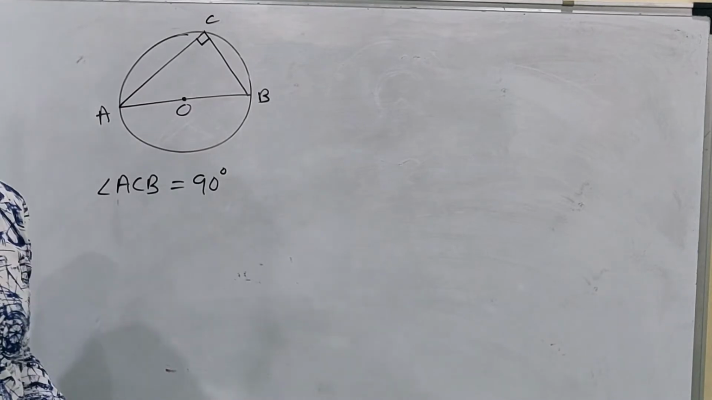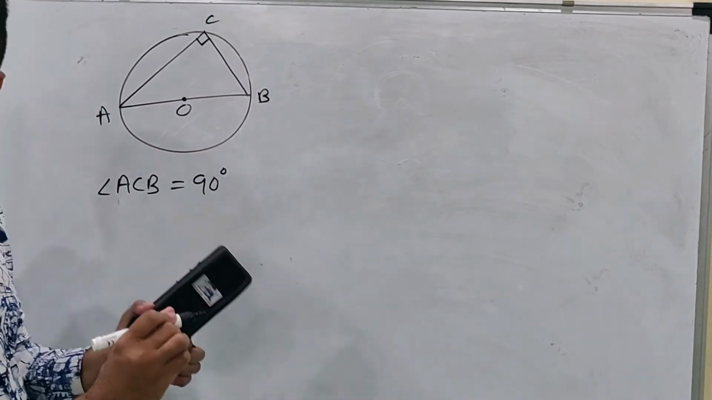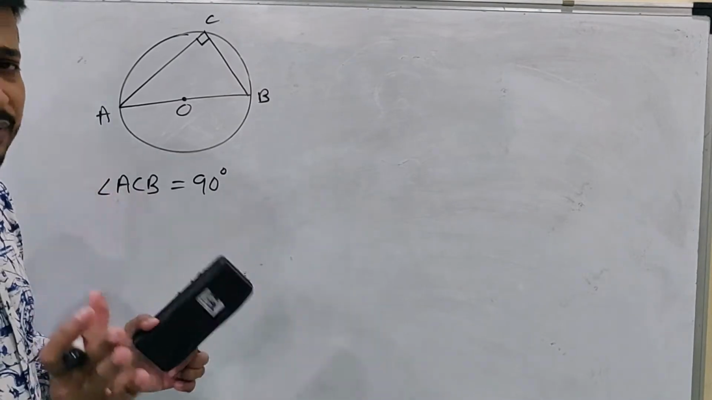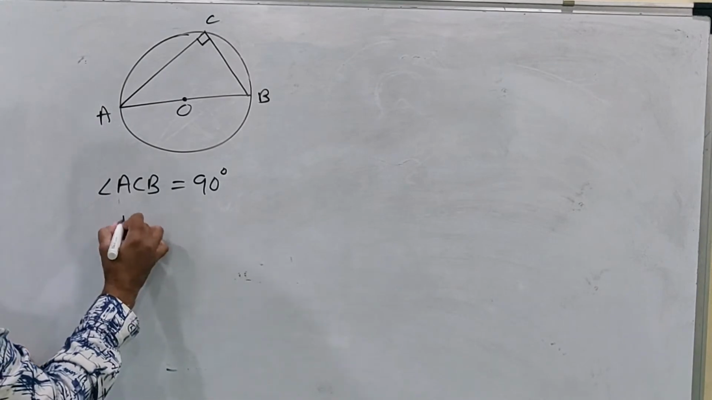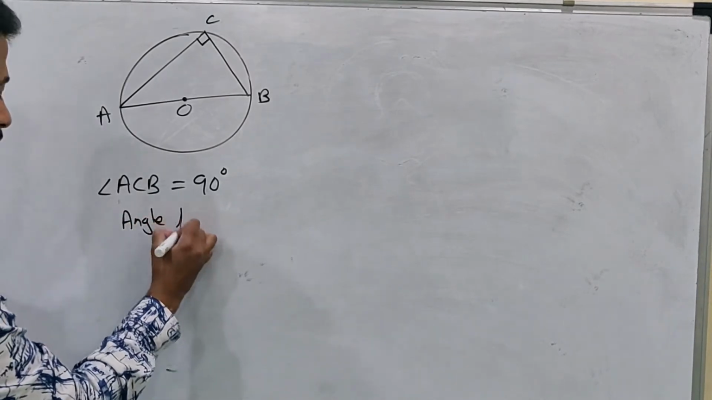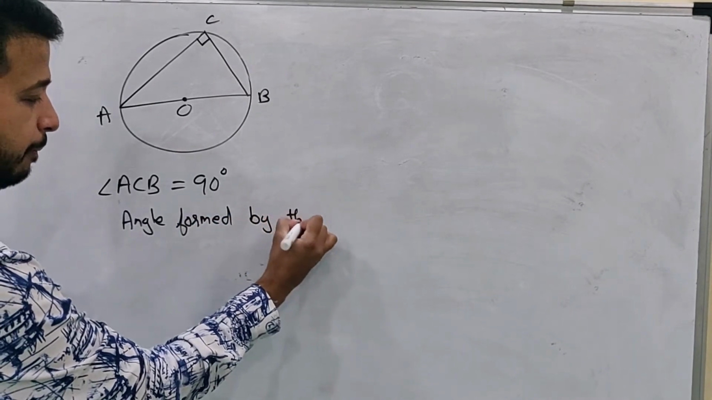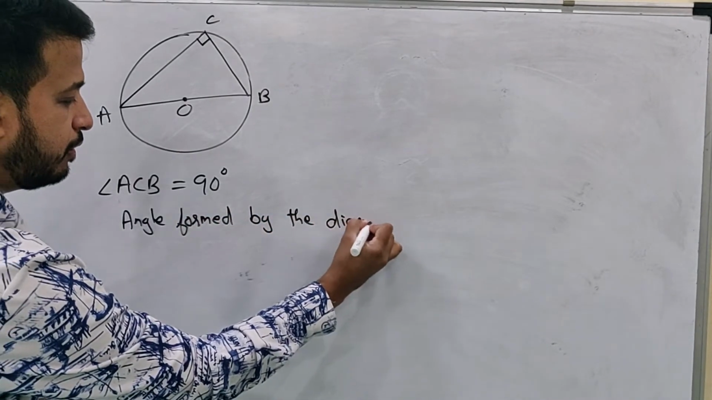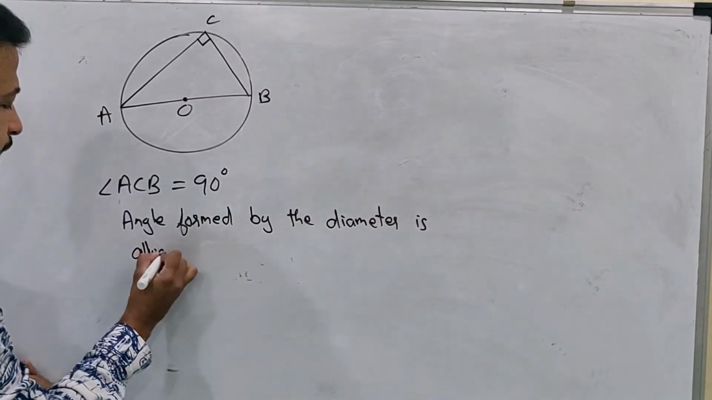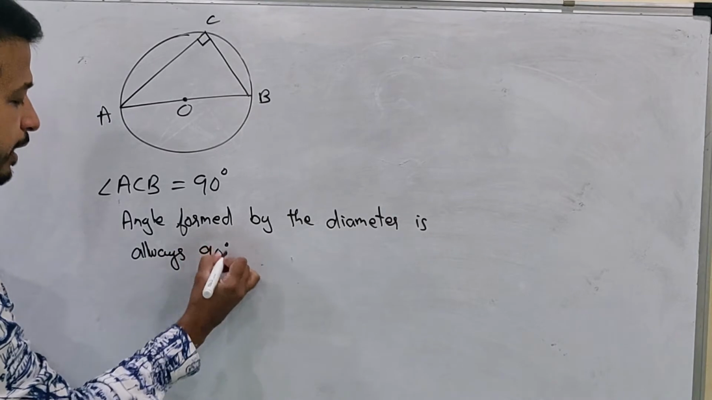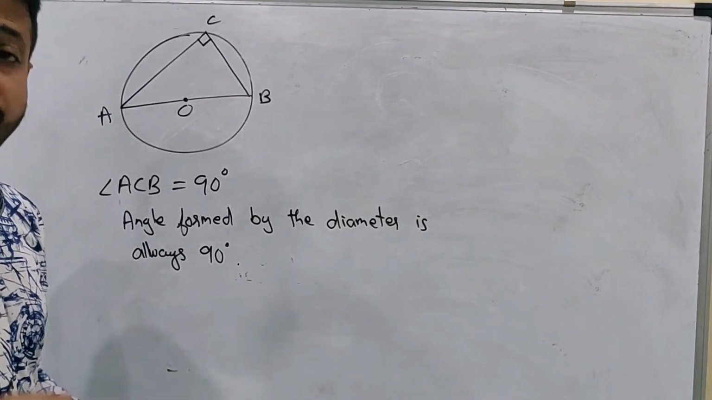I can write this property in other words also. I can write: angle formed in the semicircle is always 90 degrees. Right? It's a very simple property. So students, you also just note down this thing in your book. Angle formed by the diameter is always 90 degrees. Right? That's simple. So let's move on to the next property.